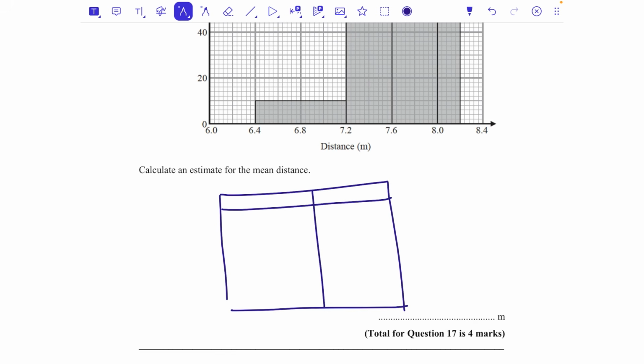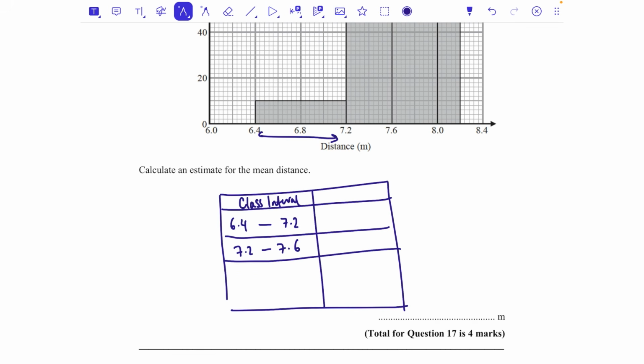So the categories, the class intervals, would be given by the width of the bar. So the first one's going to be 6.4 to 7.2, and I know the notation for that would be slightly better, but hopefully that makes sense. 7.2 to 7.6 is the next category, and then we've got 7.6 to 8.0, and then I've got 8.0 to 8.2.